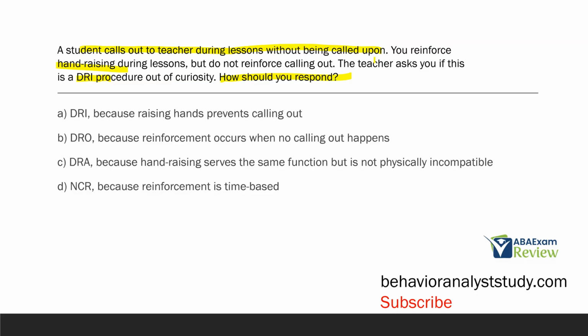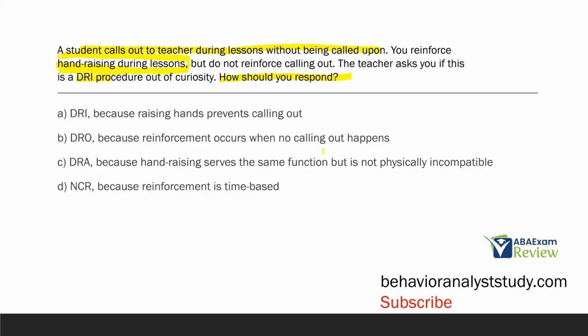So how should you respond? A, DRI because raising hands prevents calling out. It doesn't. The student can raise their hand and not be called upon and still call out. B, DRO because reinforcement occurs when no calling out happens. It's not a DRO, right? We're not reinforcing for not calling out. We're reinforcing the new behavior of hand raising.